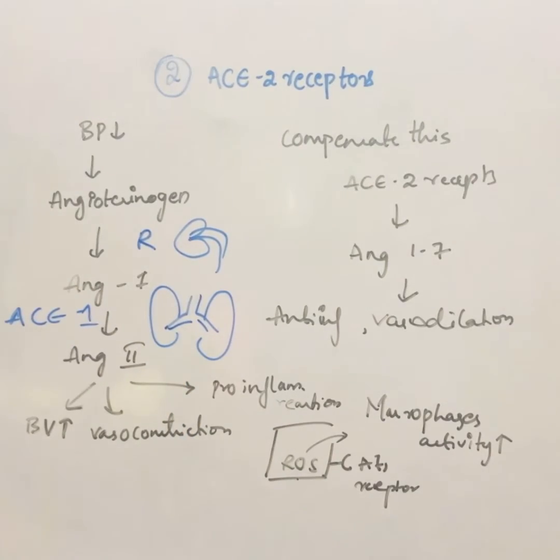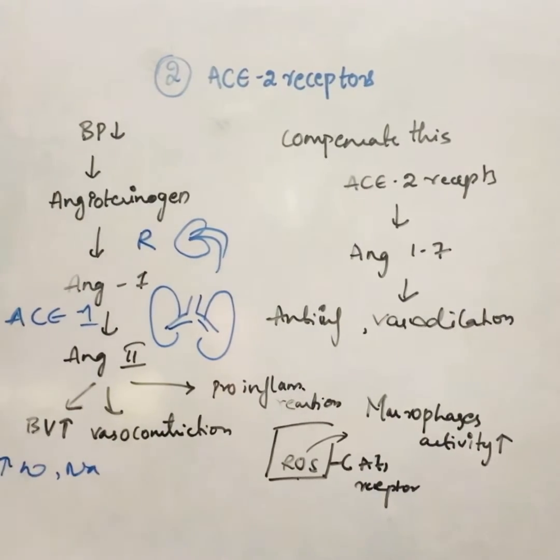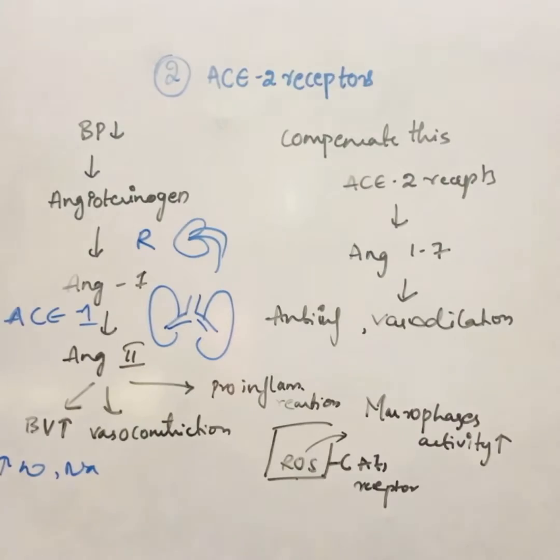This angiotensin 2 has different types of functions. The first one is that it is going to increase the blood volume. How is it going to increase it? By increasing the water absorption and the sodium absorption from the kidneys. And the next one is that it leads to vasoconstriction. Okay, and it also acts like a pro-inflammatory substance.